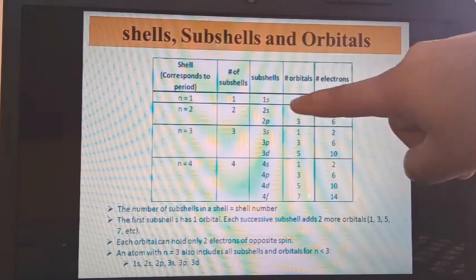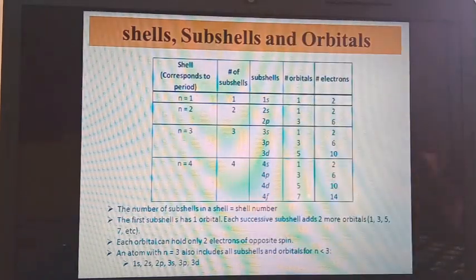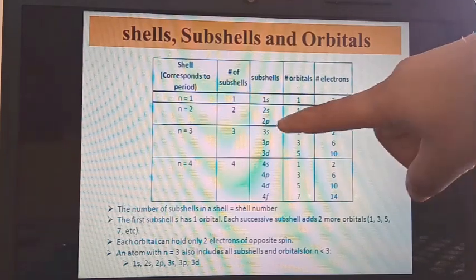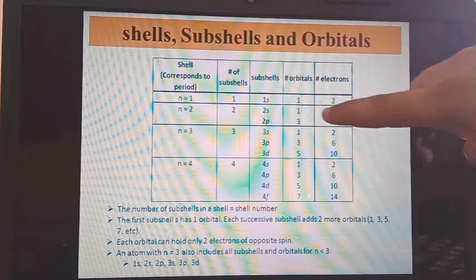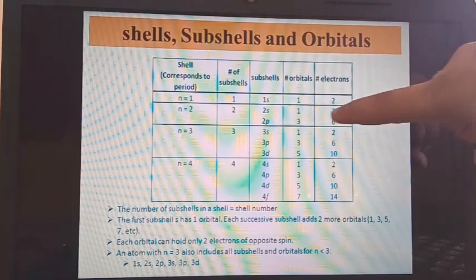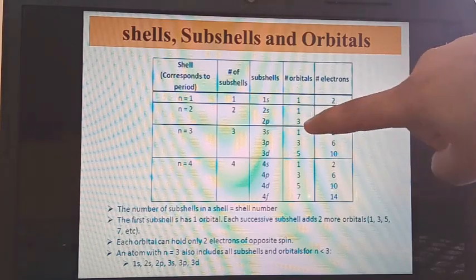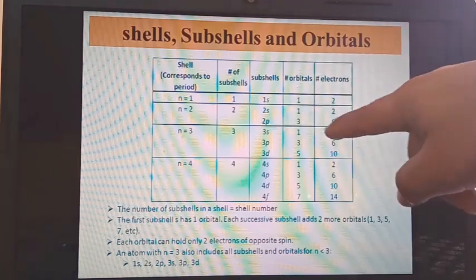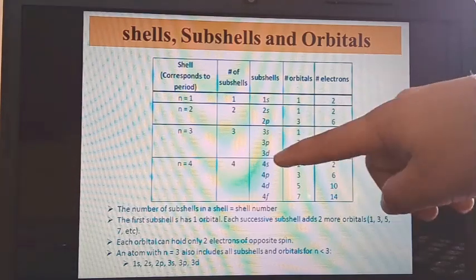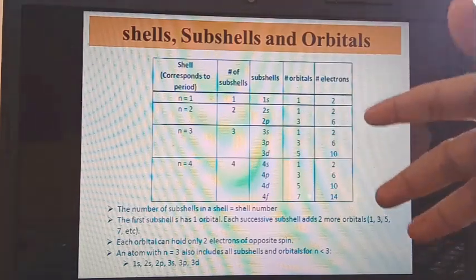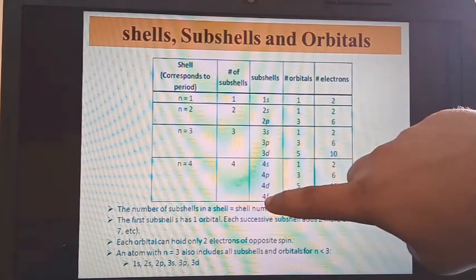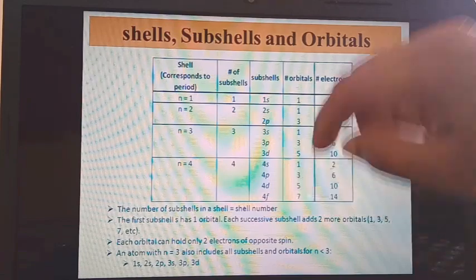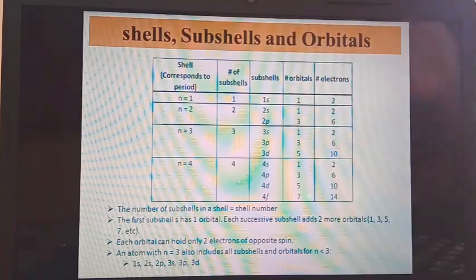In s there is only one orbital, and we already saw that each orbital has a capacity of 2 electrons, so here only 2 electrons. And 2s and 2p means s and p orbitals are there. S has 1 orbital, that is 2 electrons, whereas p has 3 orbitals, that is 3 into 2, that is 6 electrons. Likewise d has 5 orbitals, 5 into 2 is equal to 10 electrons, whereas f has 7 orbitals, 7 into 2, that is 14 electrons.